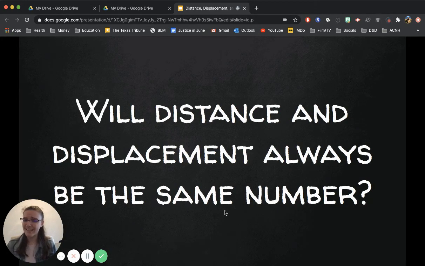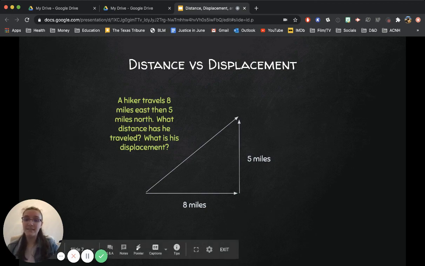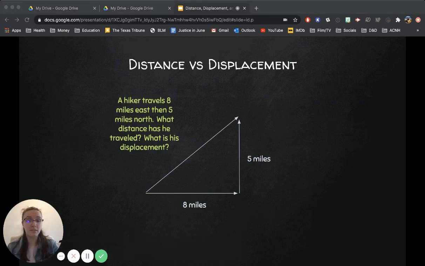Will distance and displacement always be the same number? What do you think? So here's an example where I've got a hiker that travels 8 miles east and then 5 miles north. What distance has the hiker traveled and what's his displacement?